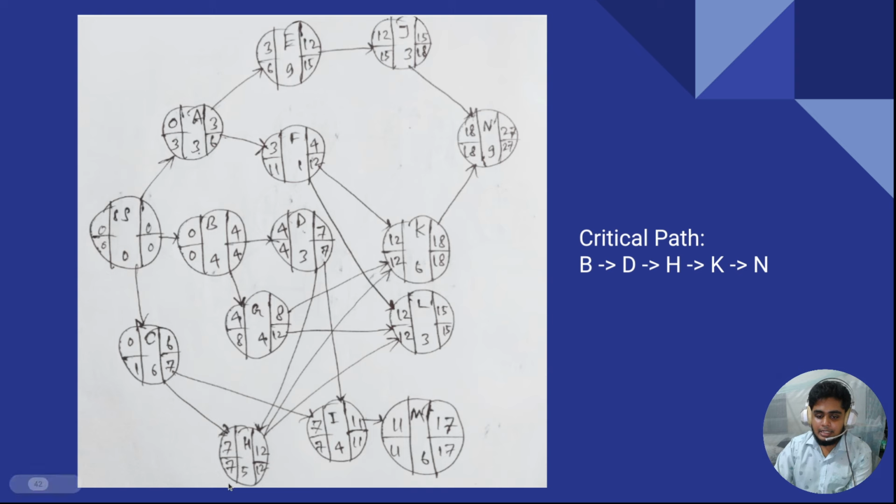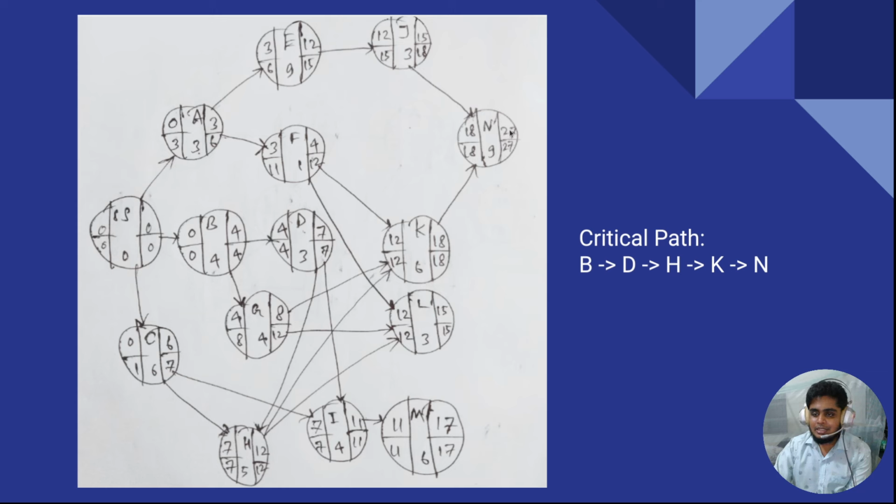7 is the latest starting time for activity H, and H, okay, I already calculated. For activity M, and for example activity N, the similar case basically applies.